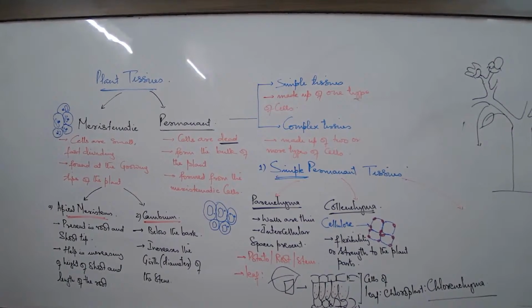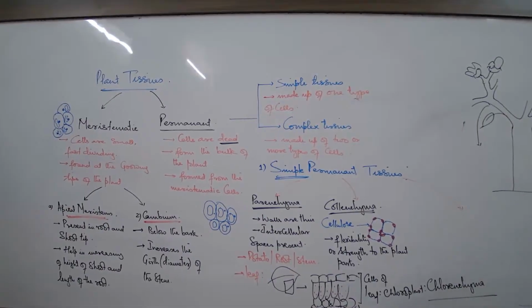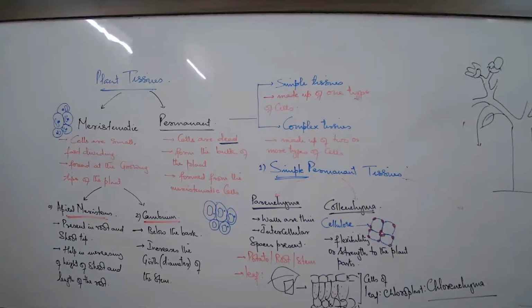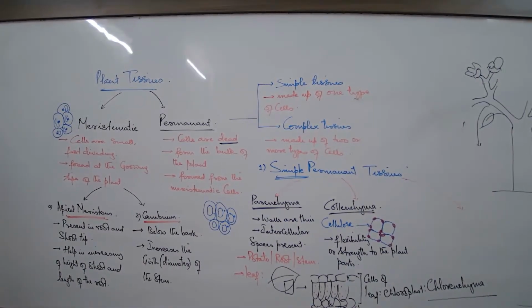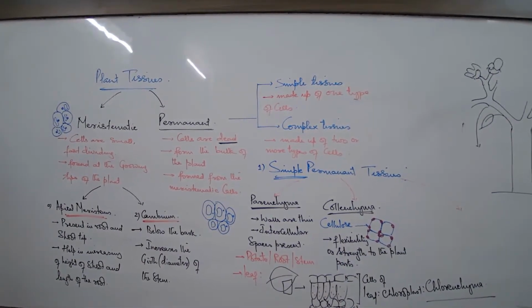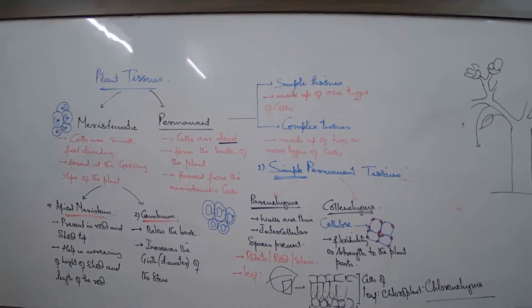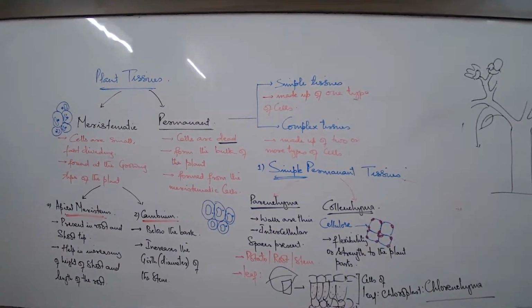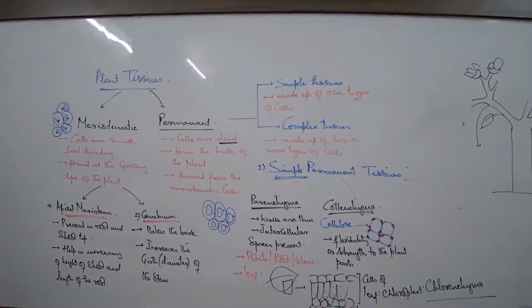Clear? Collenchyma. Look into the diagram for the collenchyma again. Collenchyma and parenchyma. So what are the differences? Parenchyma is present in the majority of the parts of the plant: the root, the stem, the flower, the seed, and the crop. Major part of the plant is all parenchyma. Then where is collenchyma present?